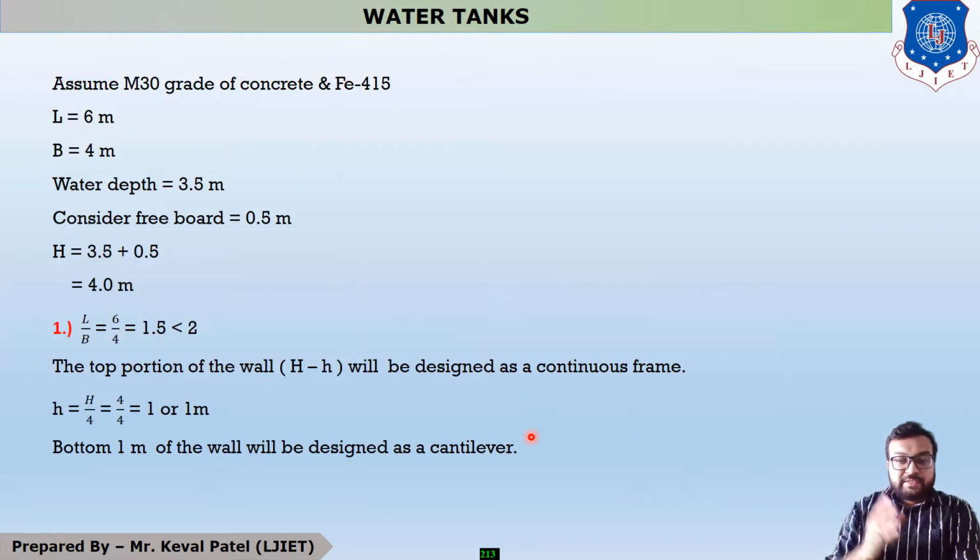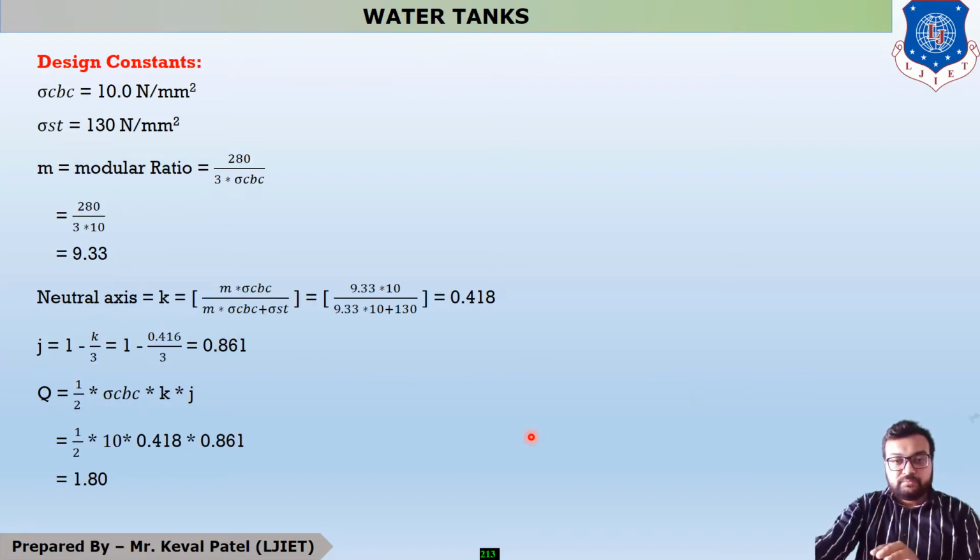Now we are discussing the continuous portion's design in which first of all we have to find out the design constants. In the question there is no clarification regarding the grade of concrete and grade of steel. Whenever there is no clarification, then we have to assume that we will use M30 grade of concrete and Fe415 steel. Your design constants have the value of sigma CBC.